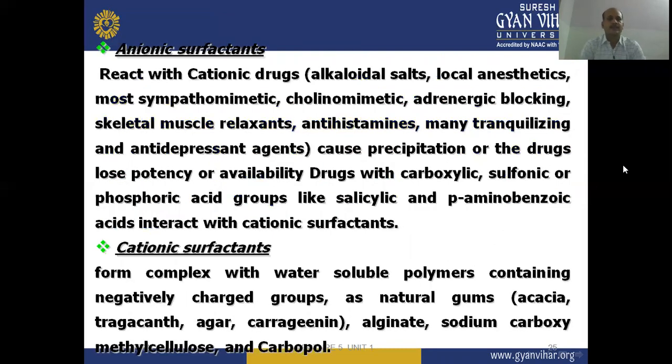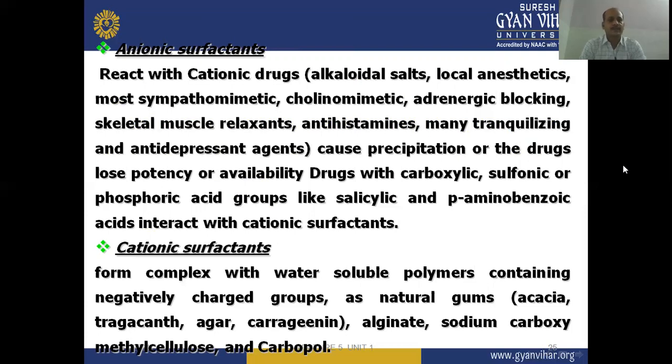Whereas anionic surfactants react with cationic drugs like alkaloidal salts, local anesthetics, most sympathomimetic, cholinomimetic, adrenergic blocking agents, skeletal muscle relaxants, antihistamines, and many tranquilizing and antidepressant agents, causing precipitation of the drugs and loss of potency or bioavailability. So drugs with carboxylic, sulfonic, or phosphoric acid groups, like salicylic and para-aminobenzoic acid, interact with the cationic surfactants.